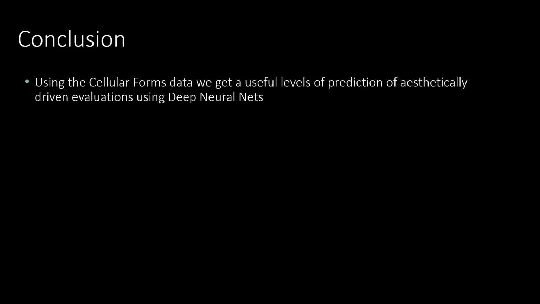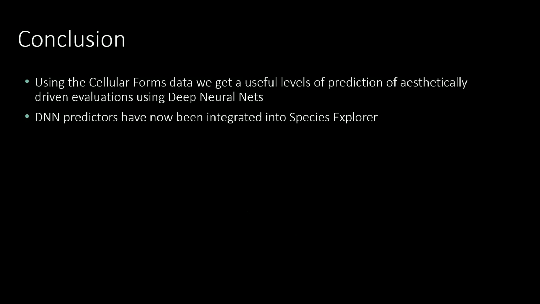So, in conclusion, using the cellular forms dataset, we've been able to get useful levels of prediction of aesthetically driven evaluations using deep neural nets. These have now been integrated in a number of ways into the SpeciesExplorer software, with the expectation of making it significantly easier to divide the results into categories, as well as provide tools to more directly navigate to places in the genotype space where interesting transition behavior might occur.